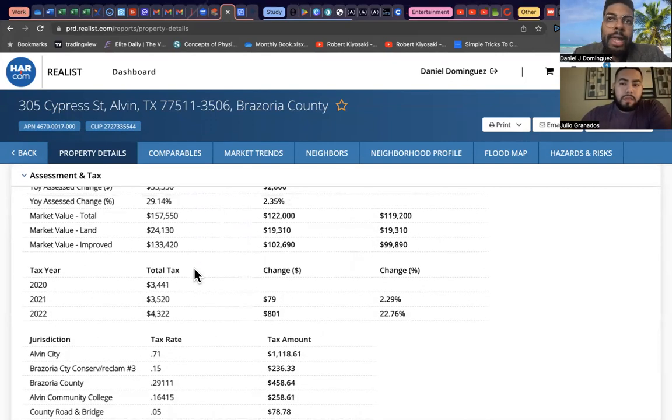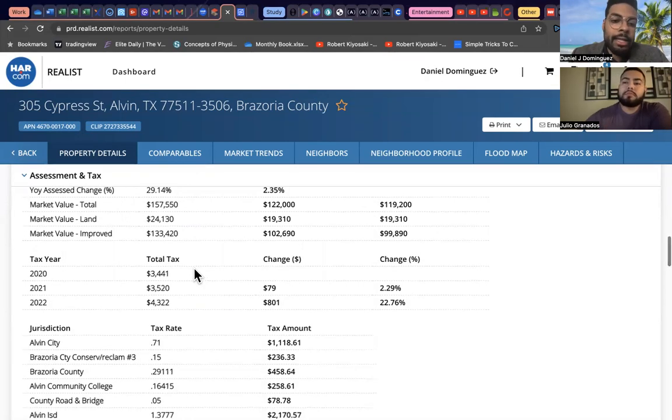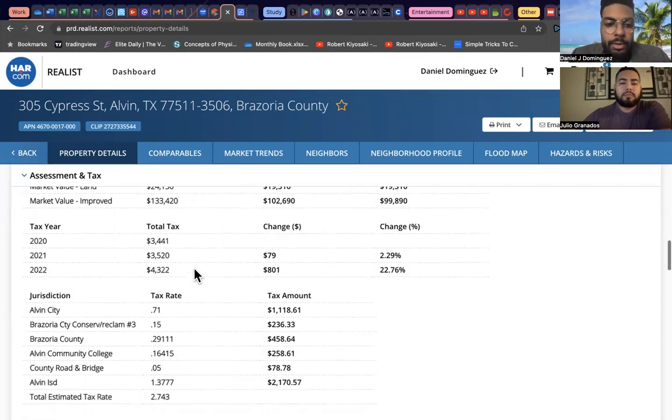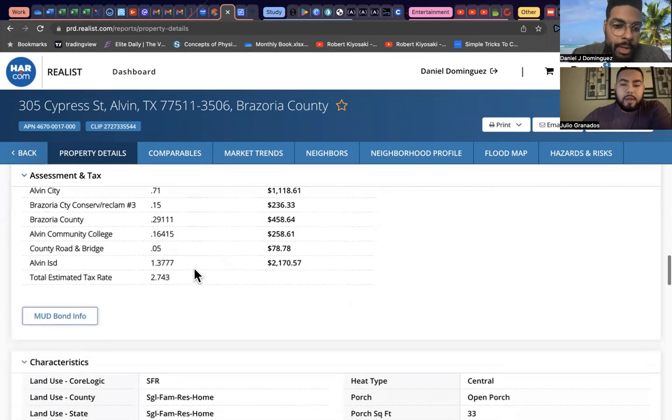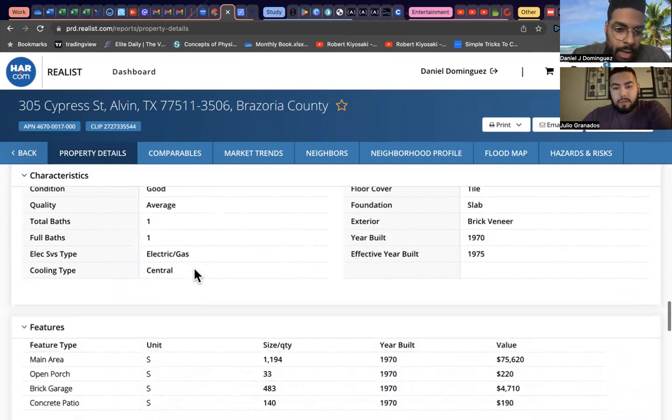Appraised value is good if you're getting a loan. Market value is good if you're actually going to buy the home or sell the home, or do anything with the home. Because again, at the end of the day, the lenders and appraisers have to go by what's going on in the market, not an algorithm. So just something for you to know as far as that.